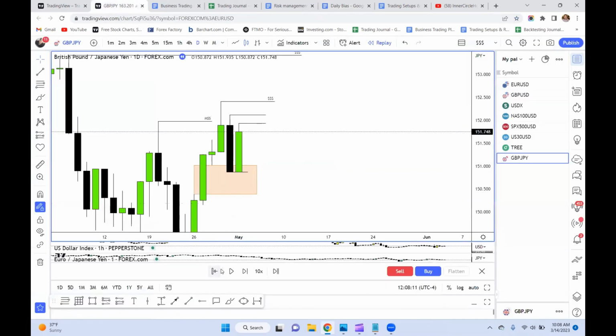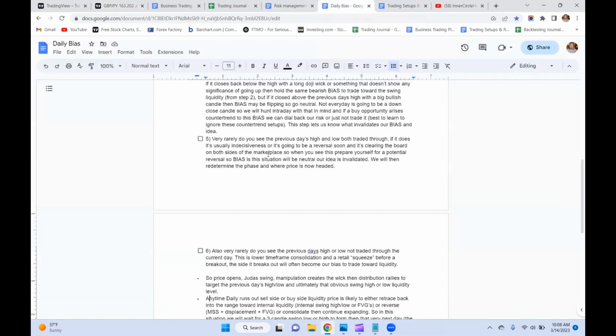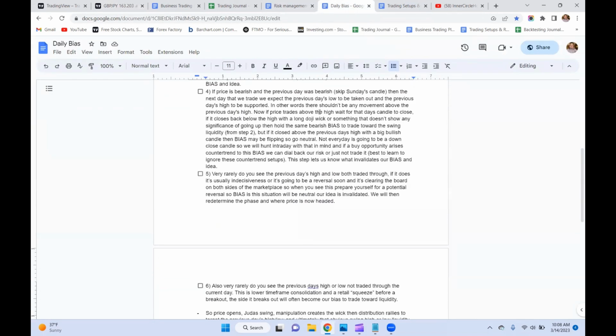Okay, so let's go ahead and play out the next candle. Okay, so it took out this one right here, but you can see how I said, like in this one right here, if price trades above the high, wait for that day's candle to close. If it closes back below the high with a long doji wick or something that doesn't show any significance of going up, then you want to hold that same bearish bias to trade toward the swing liquidity.